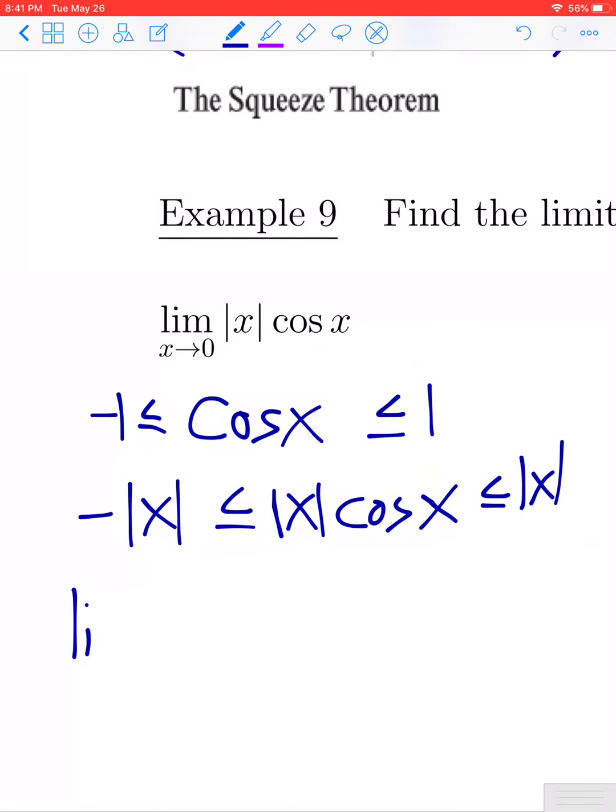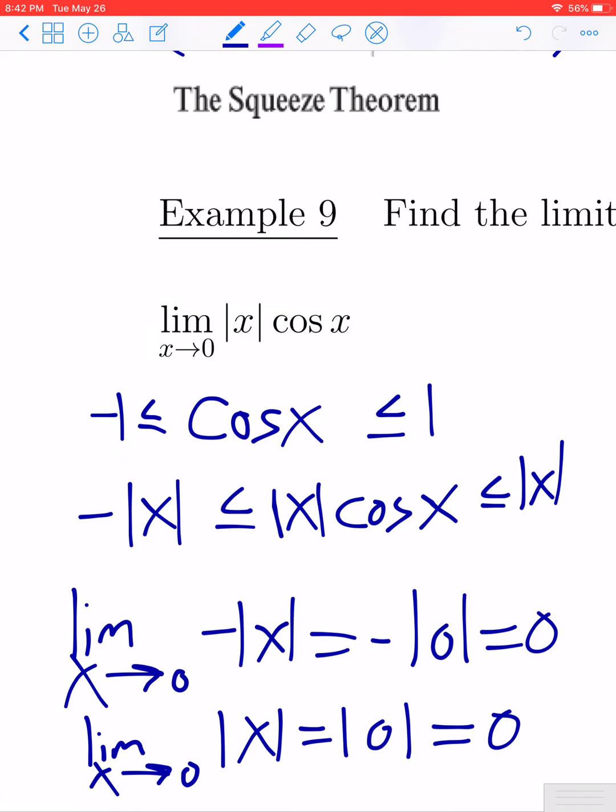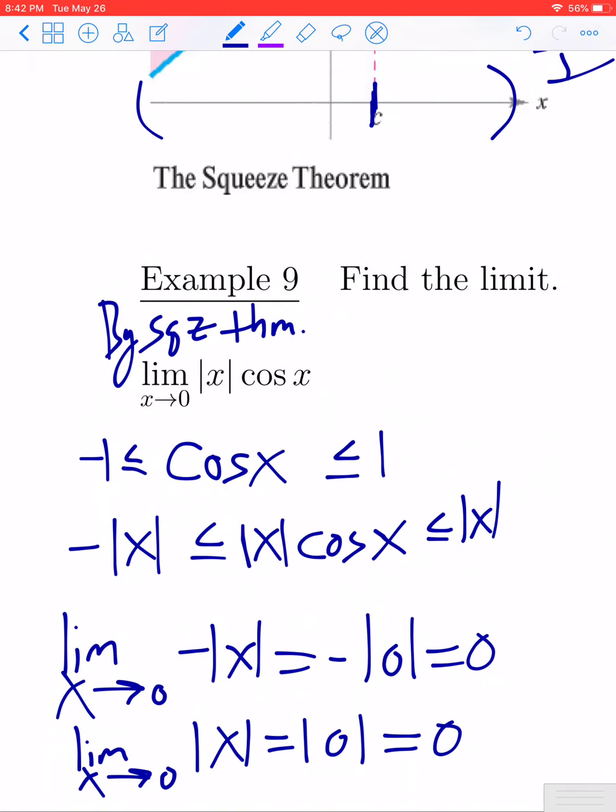We know, because absolute value is a well-behaved function, that the limit as x approaches 0 of the negative absolute value of x will be equal to the negative of the absolute value of 0, which is 0. The limit as x approaches 0 of the absolute value of x is equal to the absolute value of 0, which is also equal to 0. And therefore, we can conclude by the Squeeze Theorem that the limit as x approaches 0 of this function is also going to have the limit of 0.